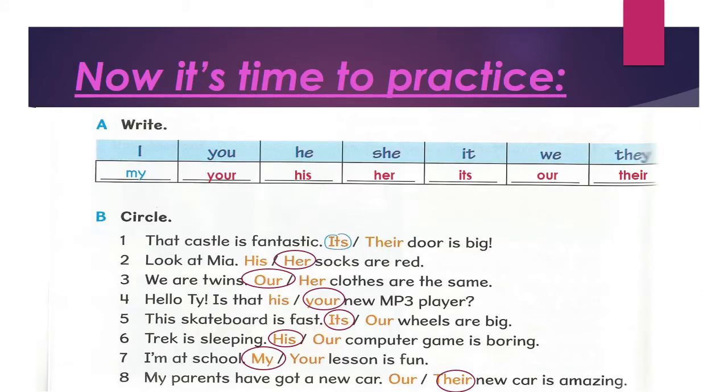Now it's time to practice from our grammar book, Wonderful Word. Exercise with letter A, write. Here we have personal pronouns. Okay? I, you, he, she, it, we, and they. And we have here to put the suitable possessive adjective.